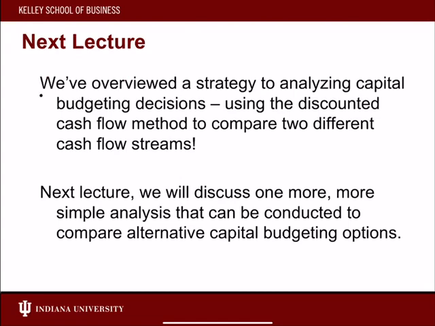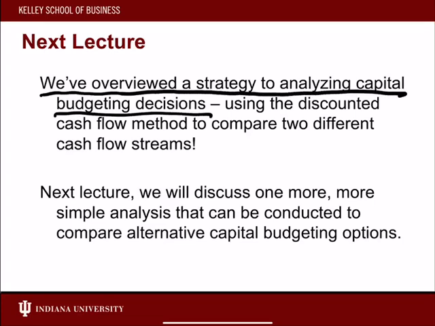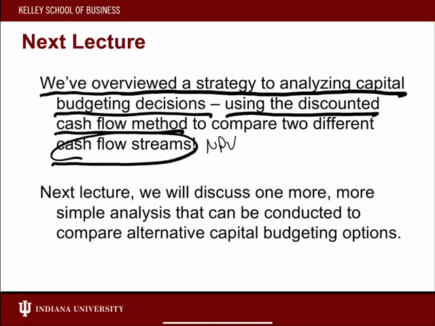So in this lecture, we did a high-level overview of what capital budgeting is, the types of decisions that are within capital budgeting, and then we looked at using the discounted cash flow method, specifically NPV, to compare different cash flow streams to see if one option's better than the other, or if a project is just worth it overall.